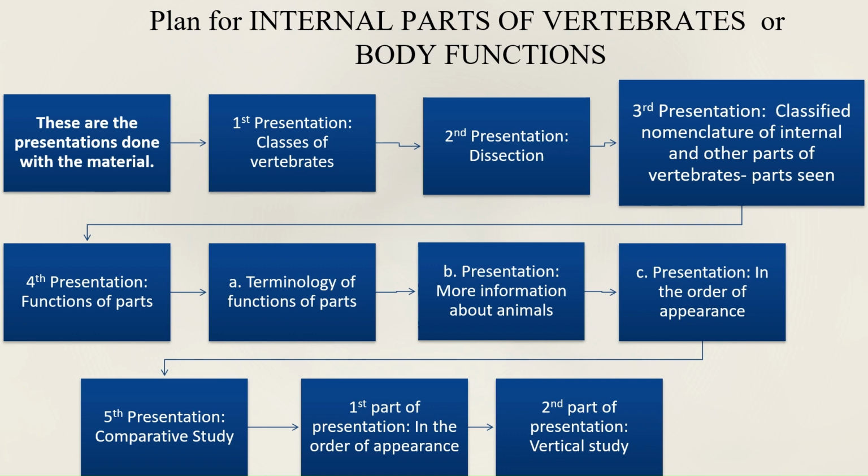The first part deals with terminology of functions of parts. The second part deals with more information about animals. And the third part is in order of appearance. The fifth presentation is comparative study, and this is of 2 parts. The first part of the presentation is in the order of appearance of the animal, and the second part is vertical study.